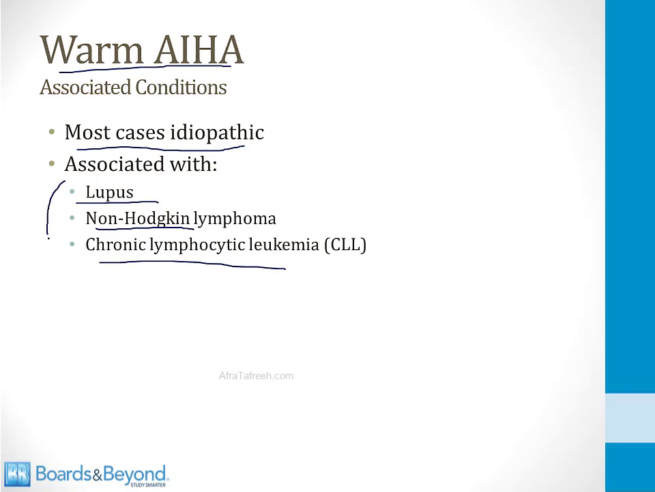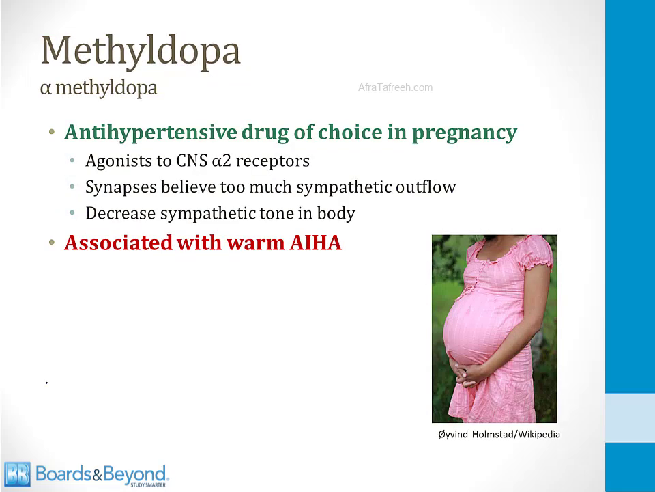And all of these disorders involve the immune system in one way or another, so it's easy to understand how that aberrantly functioning immune system might lead to the production of antibodies that destroy red blood cells. Another place where warm hemolytic anemia can occur is among patients taking methyl dopa.